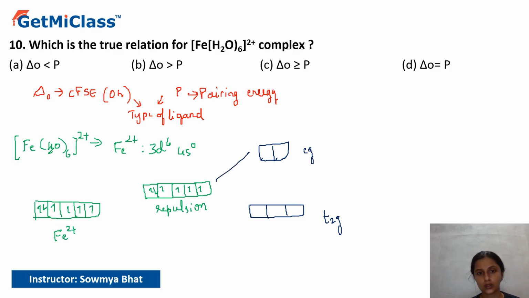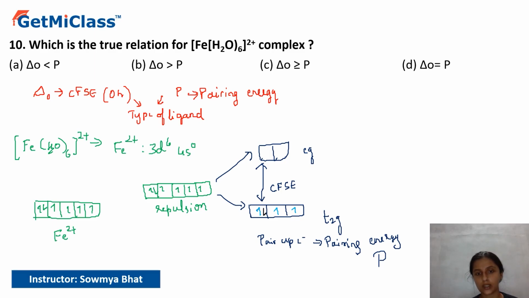Now, this energy difference between them is called CFSE. And the energy required to pair up the electrons here is called pairing energy, which is denoted by the letter P. Now, when you have electrons filling, one electron goes here, the second electron goes here, the third electron goes here. For the fourth electron, you have two options. One is it is going to fill here, or it is going to jump here. So you have two options.